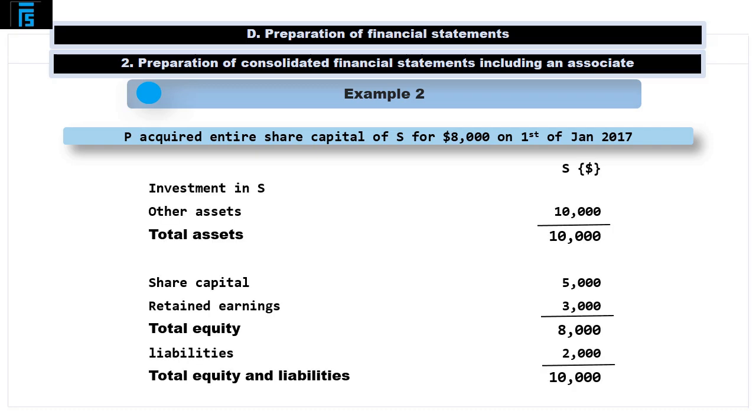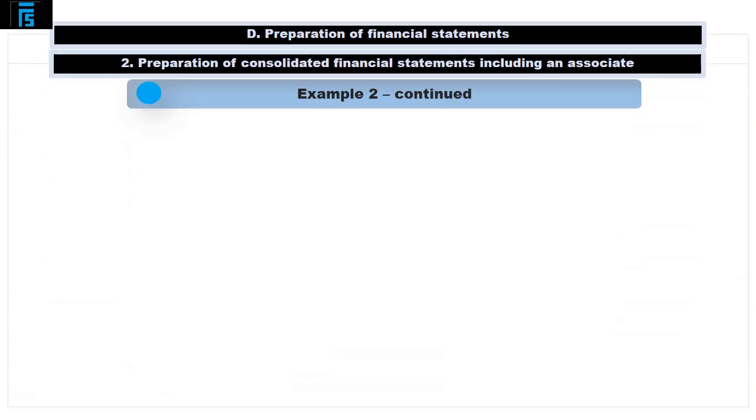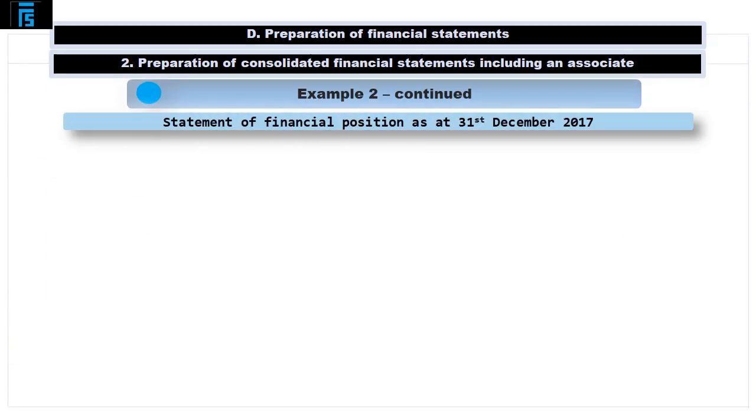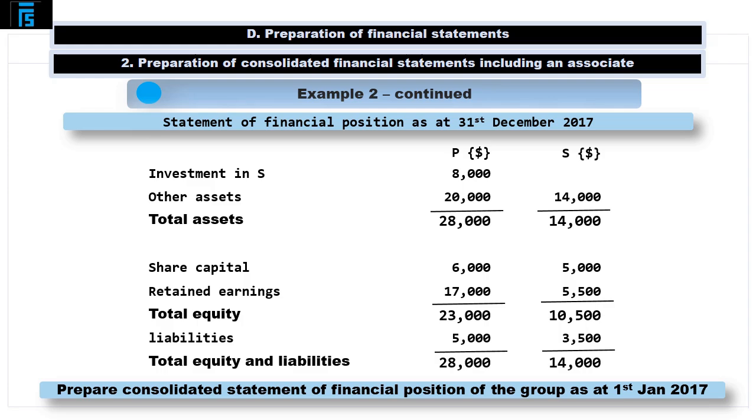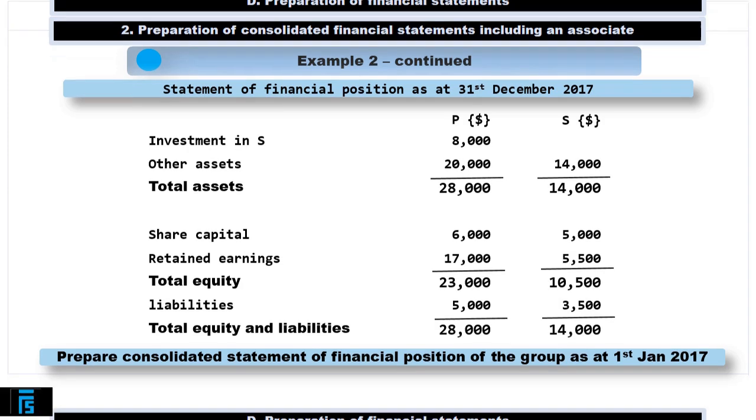As you can hopefully see, the numbers presented correspond exactly to those which you saw being used in the previous example. Reading on the 31st of December 2017, the statements of financial position of the two companies are as follows. And our job is to prepare a consolidated statement of financial position as at the 31st of December, which therefore becomes the date of consolidation.